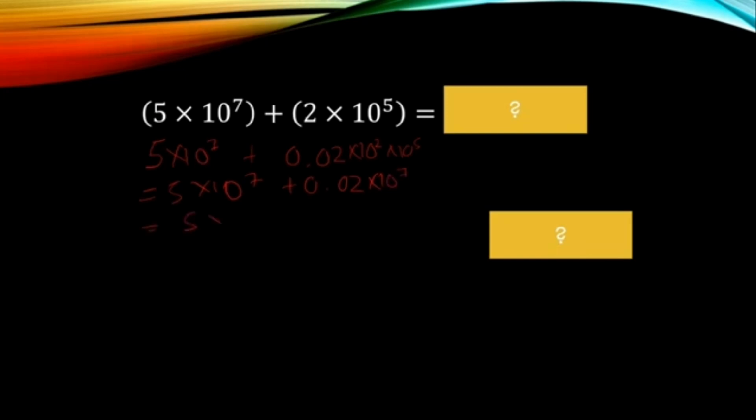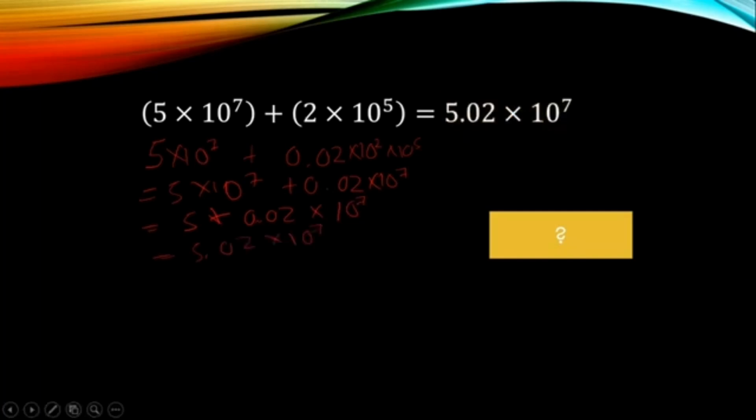5 plus 0.02 times 10 to the power 7. This is 5.02 times 10 to the power 7. Let's cross check with our answer here. Yes. However, here you can also convert this number to powers of 5 and then add and then reconvert back to the powers of 7. It depends on which way is easiest for you.